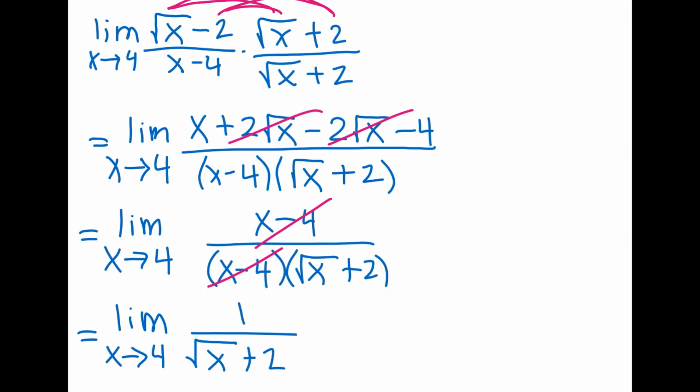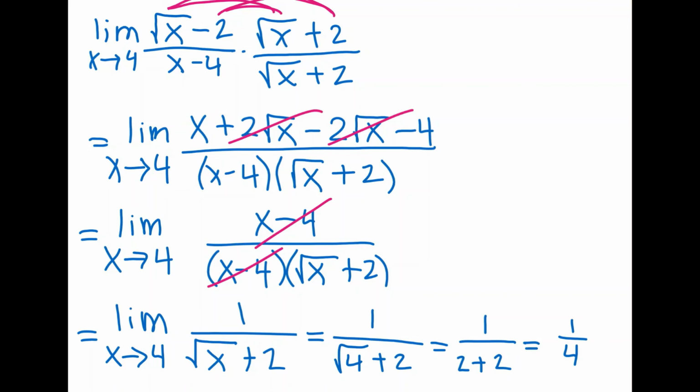So that means we can just go ahead and substitute 4 for x in the denominator. So we get 1 over the square root of 4 plus 2, which is 1 over 2 plus 2, which simplifies to 1/4. So the limit is 1/4.